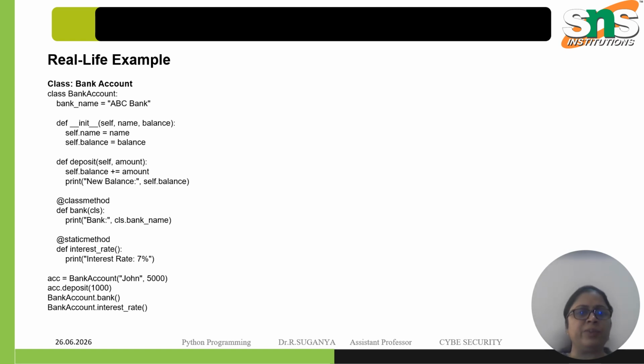So we can call the class method and static method by using the object. BankAccount.bank, where bank is a particular method, that is the class method. We are going to call one more method, the static method, interest rate.